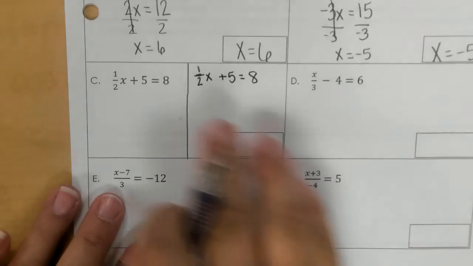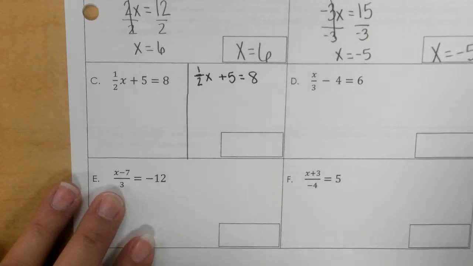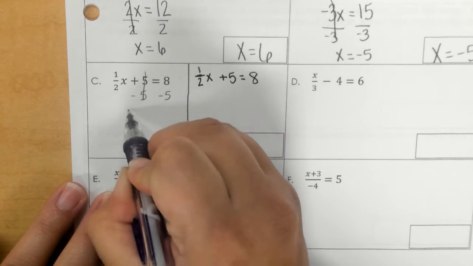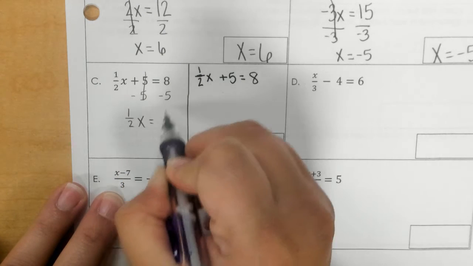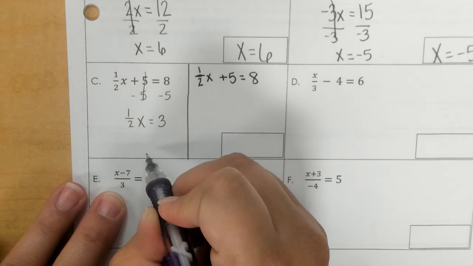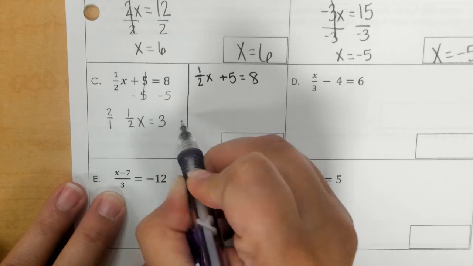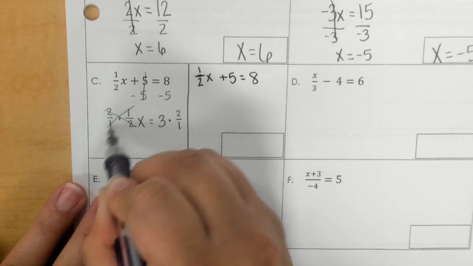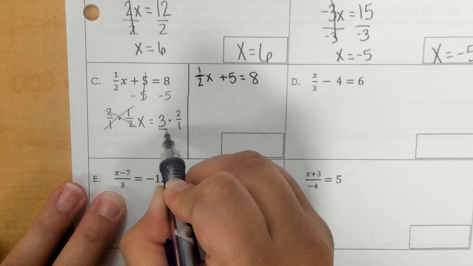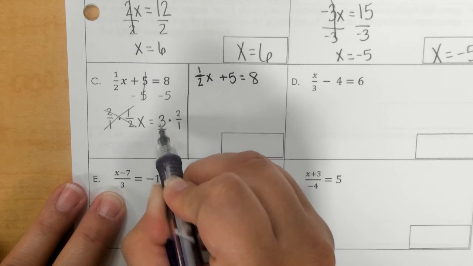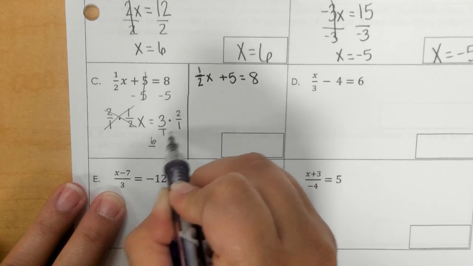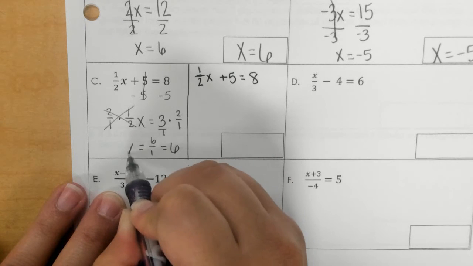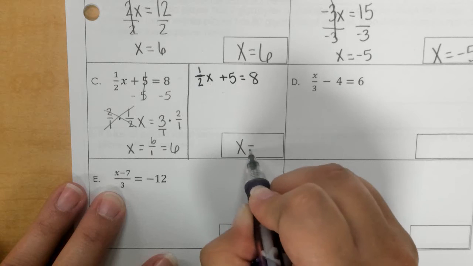Okay, in letter C, I rewrote it twice because there's two ways we can do this. The first way is we can subtract 5 from both sides, and we get 1/2 x equals 3. Then we can flip this fraction around and multiply it to both sides, and we see that it cancels out here. And then we would do 3 times 2 is 6 over 1 times 1 is 1, and that just equals 6. So x is 6.